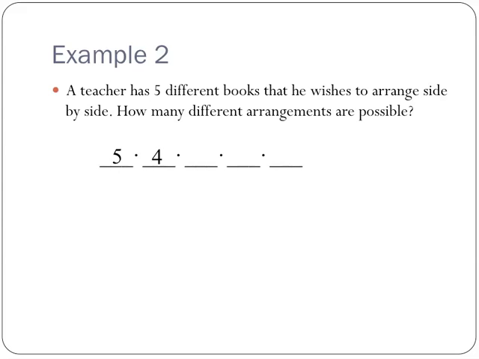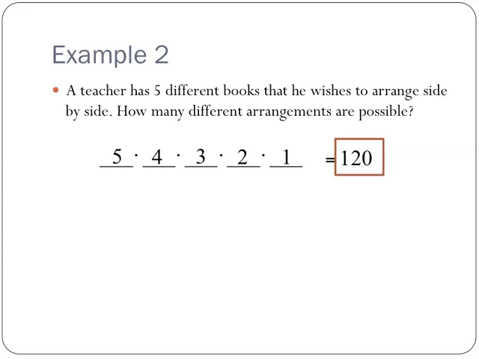That goes into the next slot, and so on until you get to the last slot. So 5 times 4 times 3 times 2 times 1 is equal to 120. So there are actually 120 different ways that those 5 books can be arranged on that shelf.